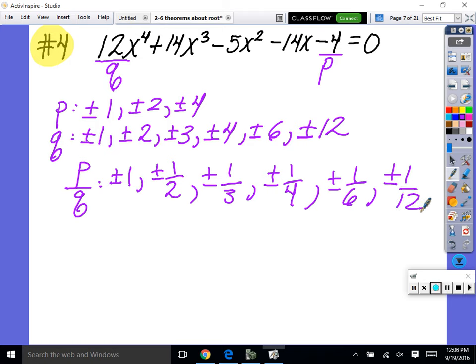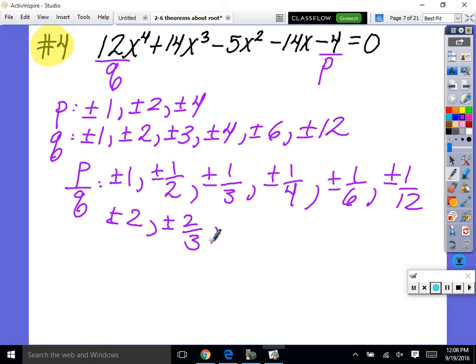Okay, let's go on to 2. So 2 is a possibility. 2 over 2 is 1. We've already listed that. 2/3, we haven't listed that, so plus and minus 2/3. 2/4 is a half, right? We've already listed it. 2/6 is a third. We've already listed that. 2/12 is a sixth.